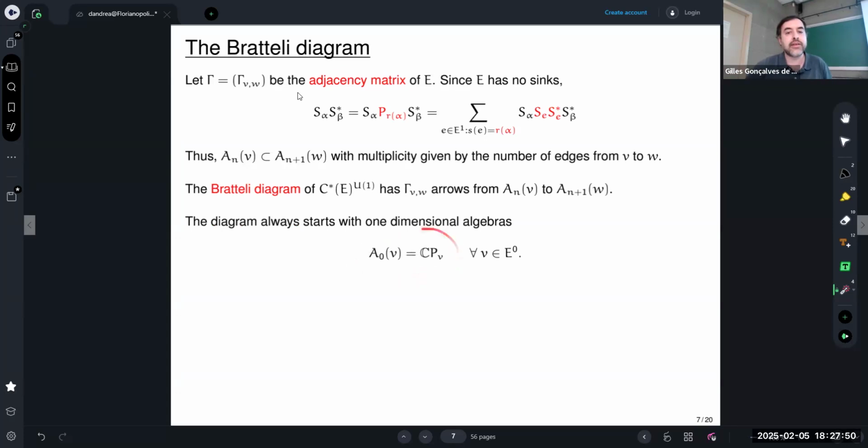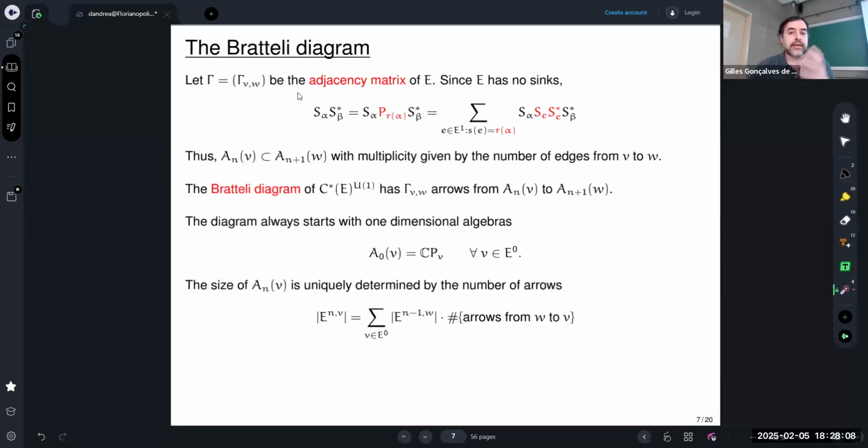Let me just note that A_0 is one-dimensional: A_0 V, for every V, is just the scalar multiples of the vertex projection. So in the Bratteli diagram, for each vertex, you start with a node that has a one-dimensional algebra attached. And there are recursive formulas, maybe these are not important, to determine the dimension of each of these matrix algebras. The important thing is that, as anyone who has studied AF algebras a little knows, if you are told what the Bratteli diagram is, you can compute the dimension of each of these finite dimensional algebras by simply looking at the diagram.